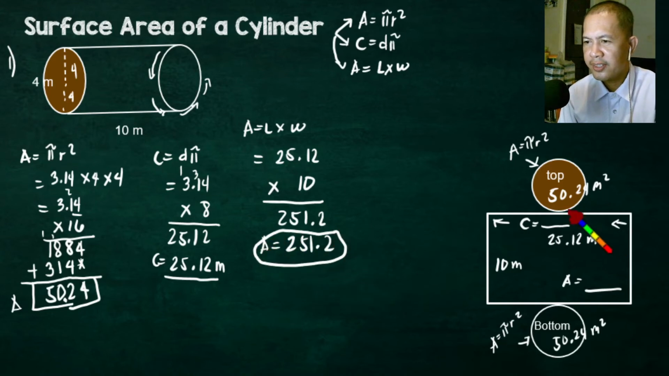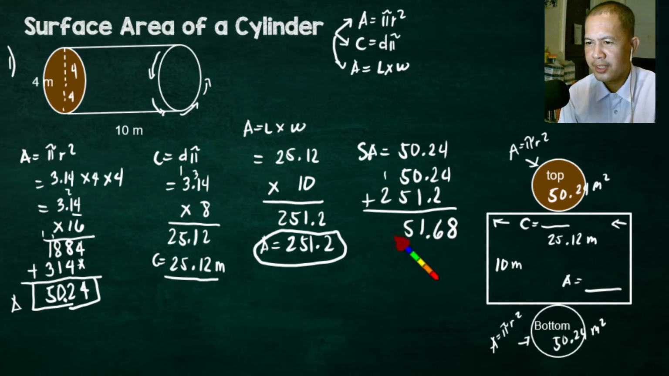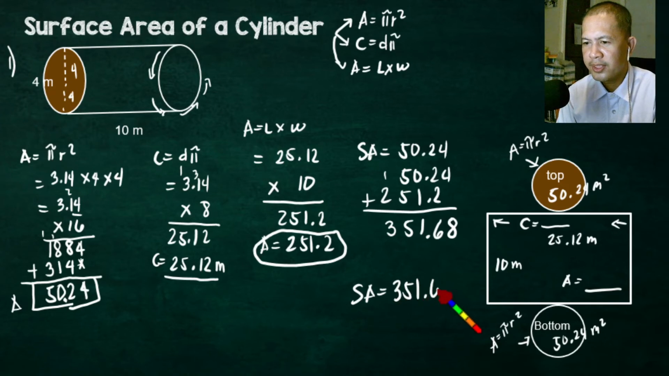Adding all the area natin, we have dalawang circle, that is area or the surface area of our cylinder is 50.24, another 50.24, at ang ating rectangle na may area na 251.2. So, add natin, we have 8, 6, we have 1, 15, carry 1, it's 3. So, ang ating surface area ng ating cylinders, example number 1, it's 351.68. So, this is meter square. So, that is our final answer for question number 1.